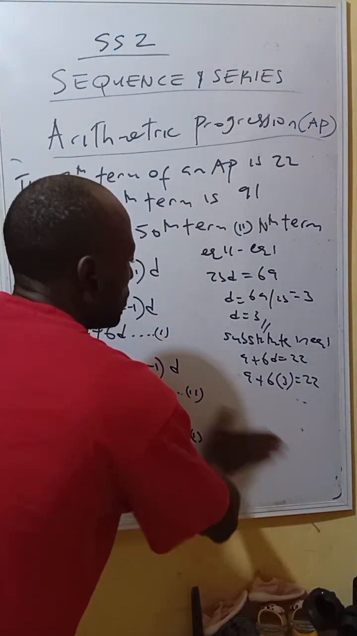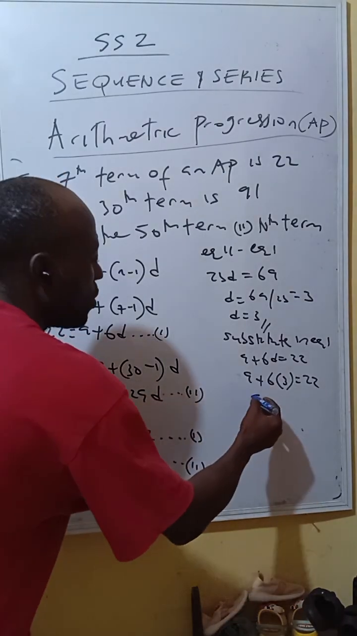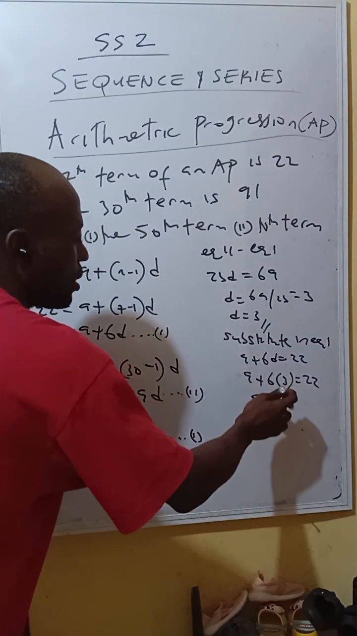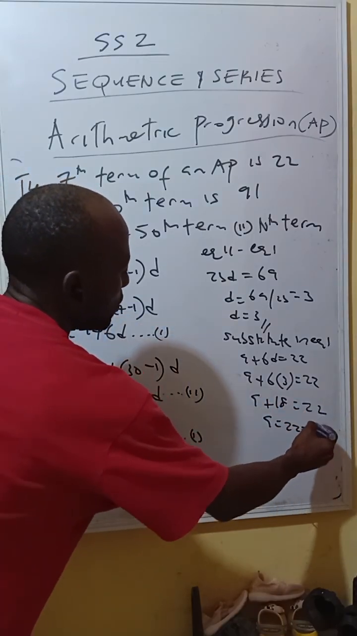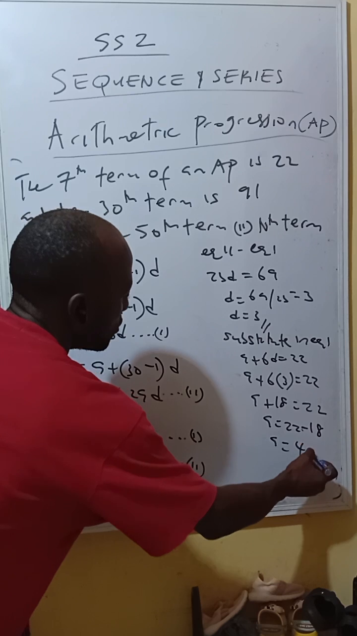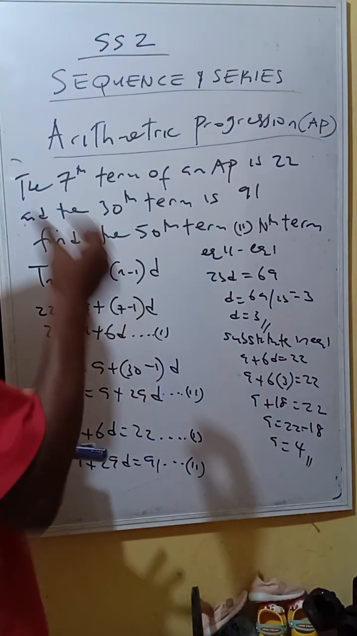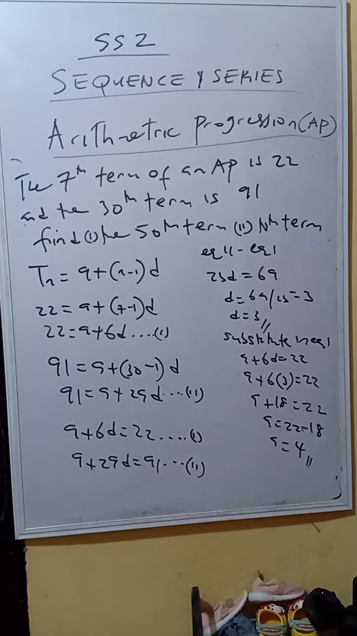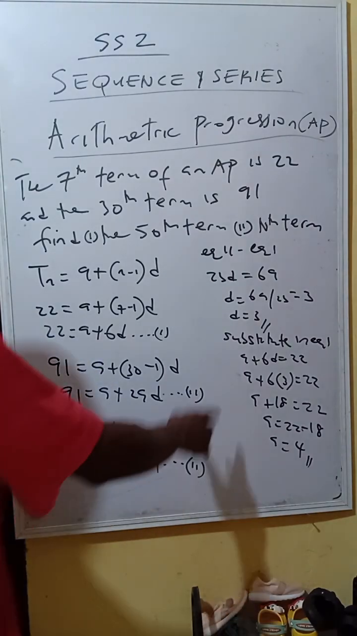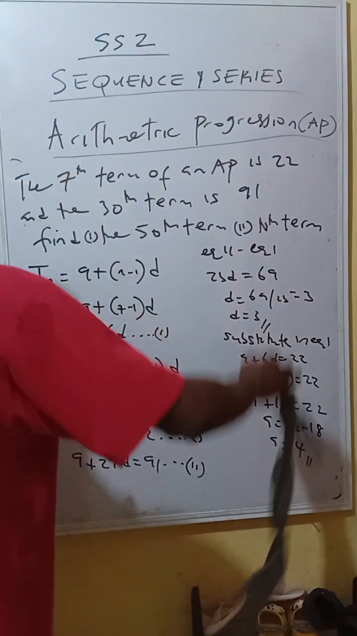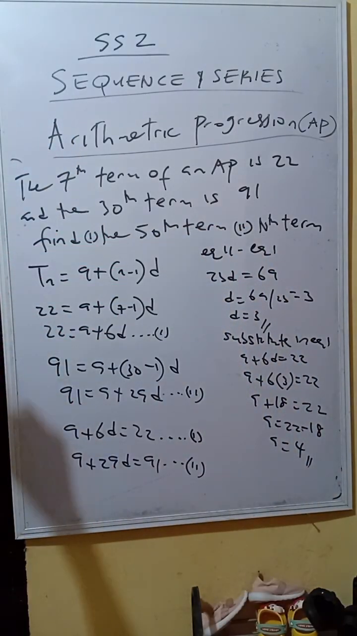Let me go back there. A plus 6D is equal to 22. So A plus 6 times 3, 18, is equal to 22. A is equal to 22 minus 18. A is equal to 4. So the first term is 4, and the common difference is 3. A is 4 and D is 3. I can now use that to get this question. I cannot find the nth term without getting A and D.